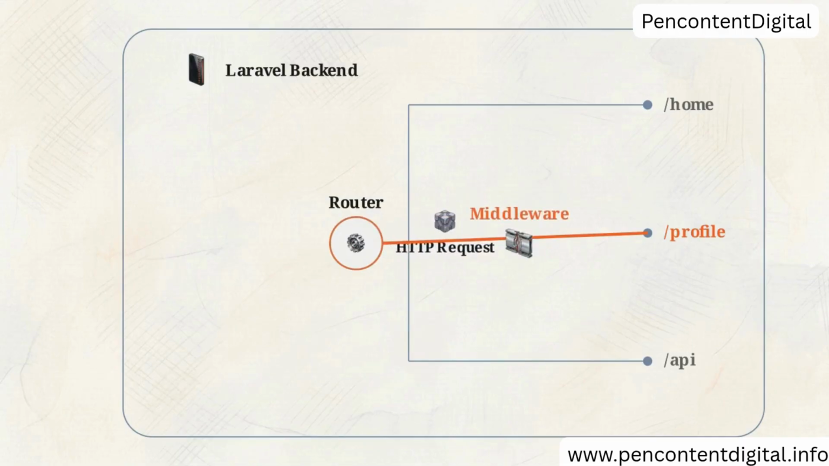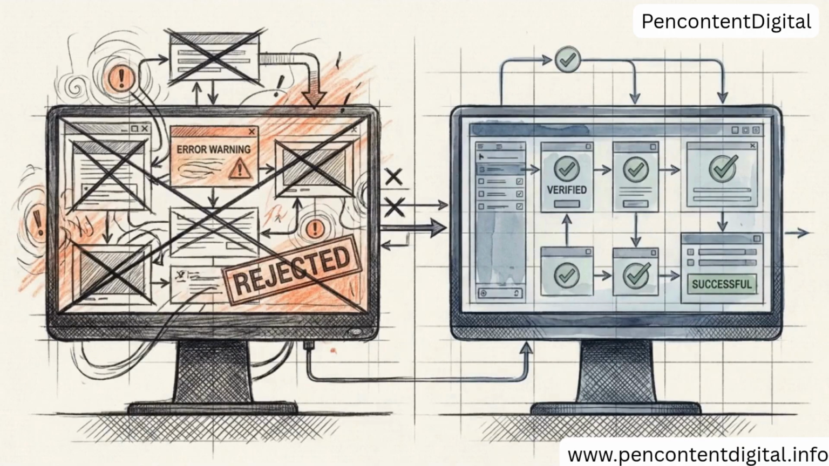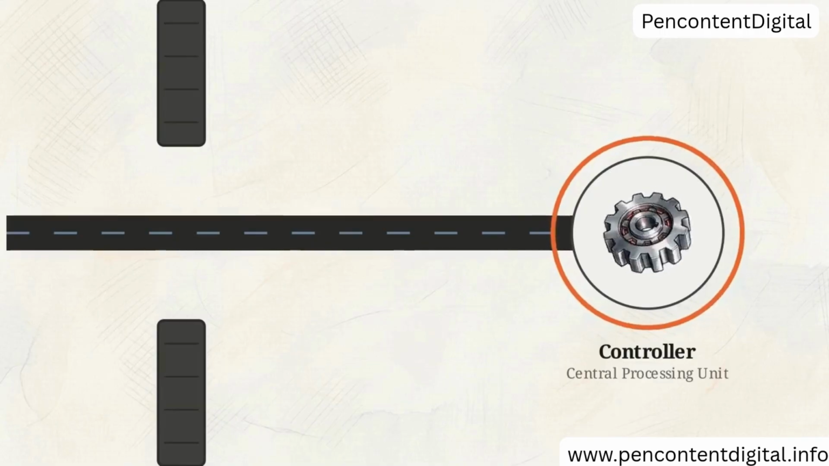Before any business logic executes, the request must pass through a security gate known as middleware. Middleware serves as the primary security layer, scanning the request for valid authentication credentials and cross-site request forgery tokens. By isolating routing and security filtering at the edge of the application, Laravel prevents unverified data from reaching the core business logic. Once the request is cleared, it reaches the controller, the central processing unit of the MVC architecture.